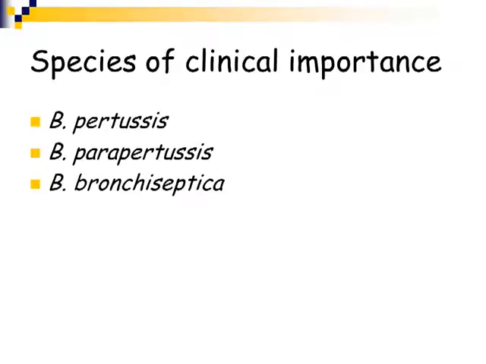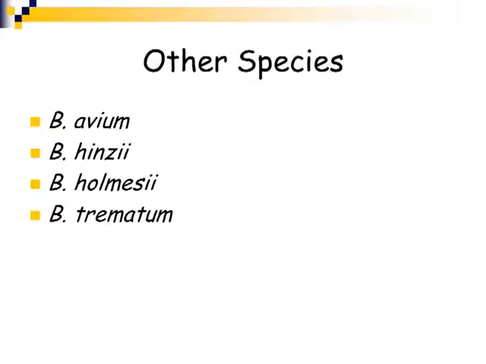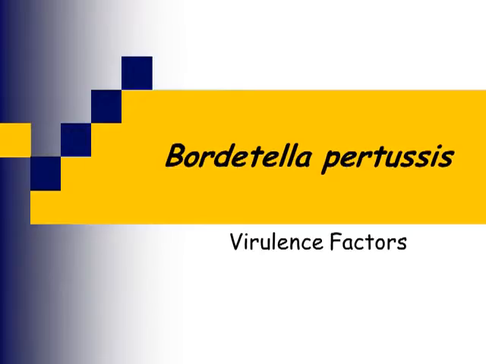Bordetella has several species, 3 of which are clinically relevant. One of the species is pertussis, another parapertussis, and the third bronchoseptica. Some of the other species include Bordetella avium, Holmesii, Traumatum, and Hinsii.